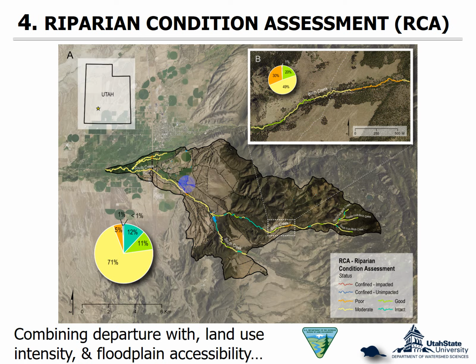Finally, the riparian condition assessment basically combines several of those lines of evidence we just looked at, so the riparian departure. It also looks at land use intensity and floodplain accessibility. You may have a valley bottom that's quite large, but there's levees cutting it off or a highway or something, and so there's no longer access to this. And so what this does is it goes through and says, okay, here's what your condition is when you combine all those things: poor, moderate, good, intact, etc. And we can see the only intact bits are these little narrow canyon sections that really just weren't accessible.